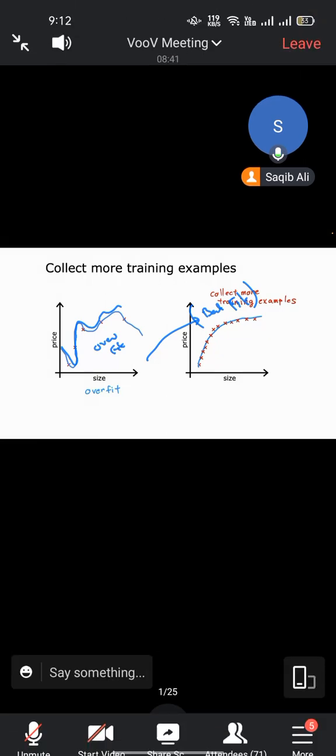But in some cases, it's very difficult to increase the number of training examples because your training examples are real-time data. For example, in the case of tumor size, or in the case of house prices. For example, if there are very few houses in the locality which are being sold in the last few years. So this is the case. We do not have many training examples, but this is one of the ways to address the issue of overfitting.